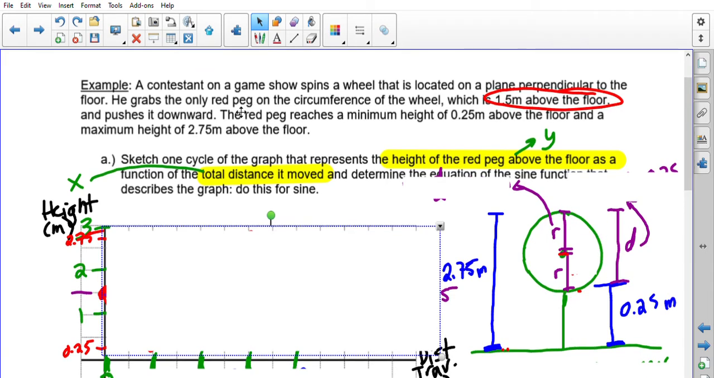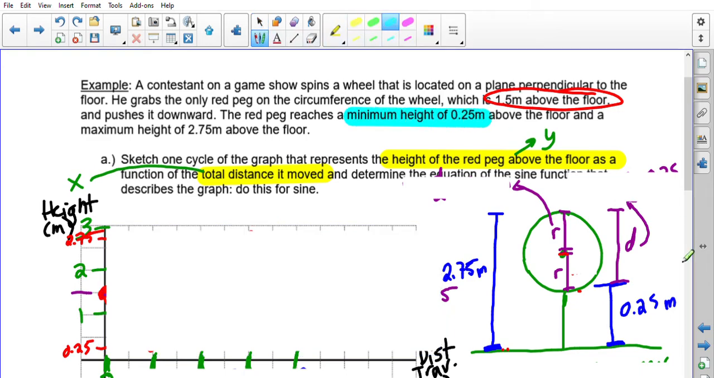Okay. It says he grabs the only red peg on the circumference of the wheel, which is 1.5 meters above the floor. So right now, before I fill in more of the diagram, I cannot determine where the red peg is right now. I don't know if it's up here, I don't know if it's here, here, or here. So we're going to have to leave that. And then it says, and pushes it downward. The red peg reaches a minimum height of 0.25 meters. So that minimum height is very important. Okay, so that's going to come into play right here. So that means that this length right here, which I've noted in blue, right? So when the red peg goes around, its minimum is going to be hit right here, and that's 0.25 meters.